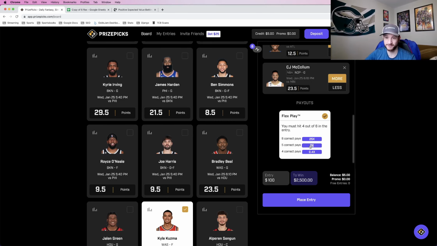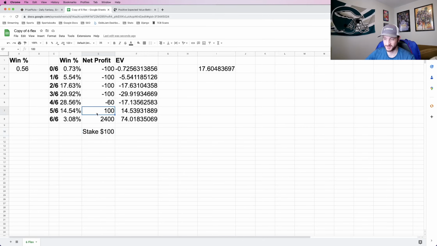So if you risk $100, you will get a payout of $200. That includes your initial risk of $100. So that means that you will get a profit of $100, which is exactly what is signified here. So the expected value for that is roughly $14. There's a 14% chance that you will win $100. The expected value for that is roughly 14.5%.